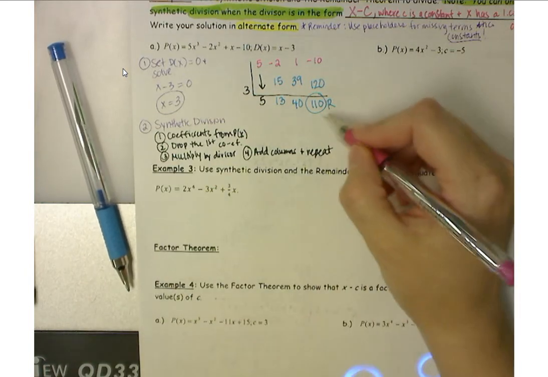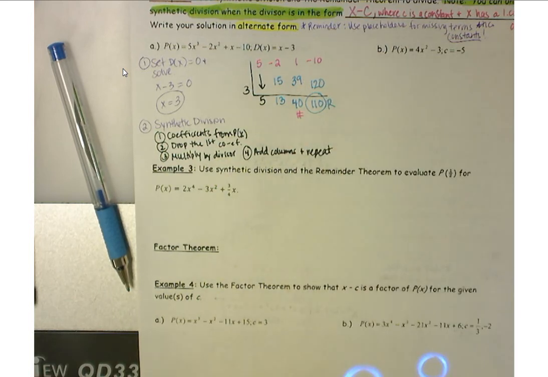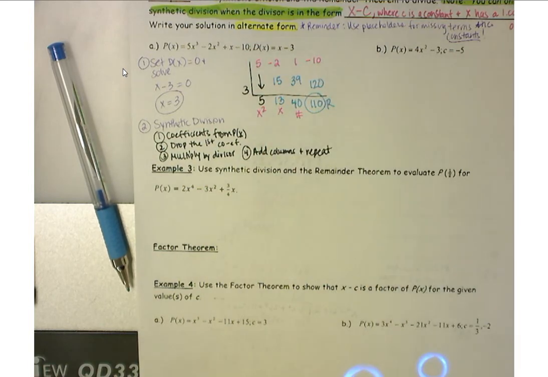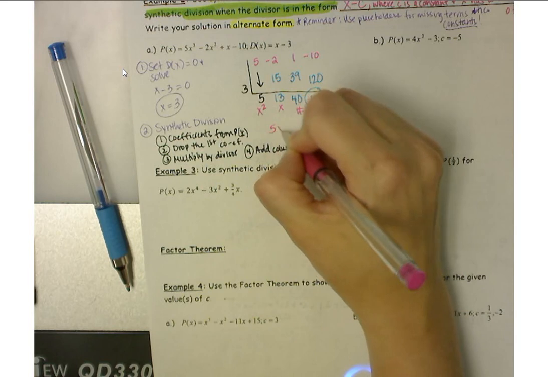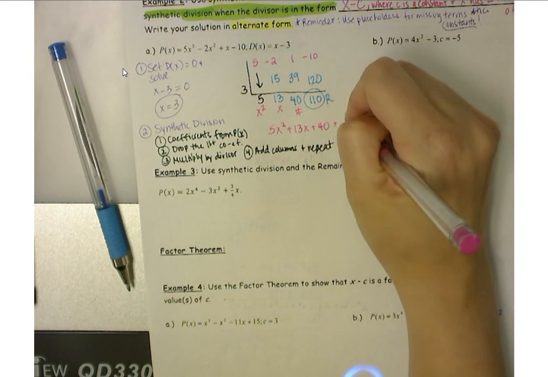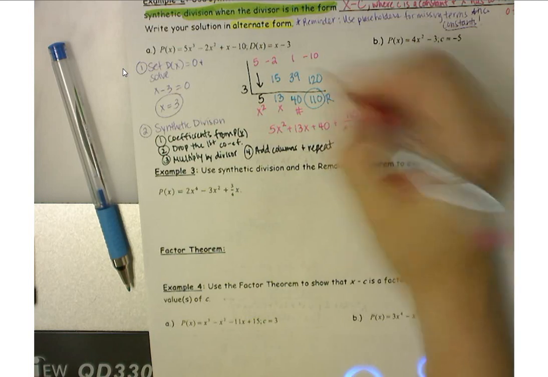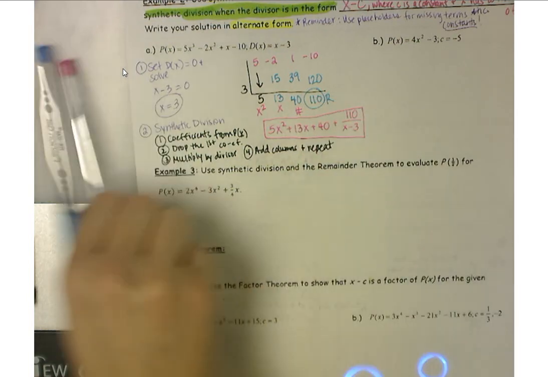So if this is the remainder, this is the constant term, which I just say is my number. And then what comes before the number term? The x term. And before x would be x squared. Okay, and I do that so that I can write my answer in the proper form. So when you're writing this in alternate form, you're going to have 5x squared plus 13x plus 40 plus 110, and this goes over your d of x, which is x minus 3. So not just 3, but the x minus 3.